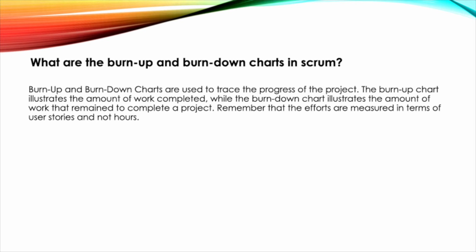What are the burn up and burn down charts in Scrum? Burn up and burn down charts are used to trace the progress of the project. The burn up chart illustrates the amount of work completed, while the burn down chart illustrates the amount of work that remained to complete a project. Remember that the efforts are measured in terms of user stories and not hours.